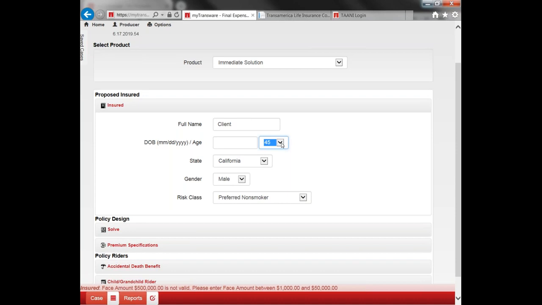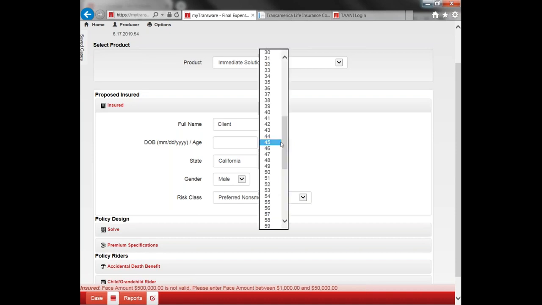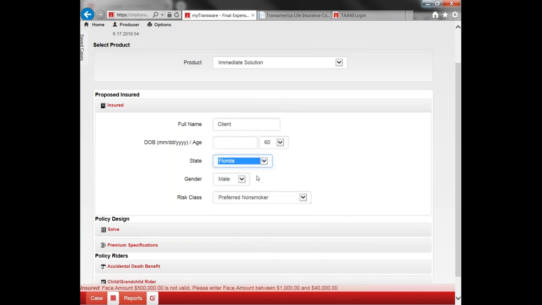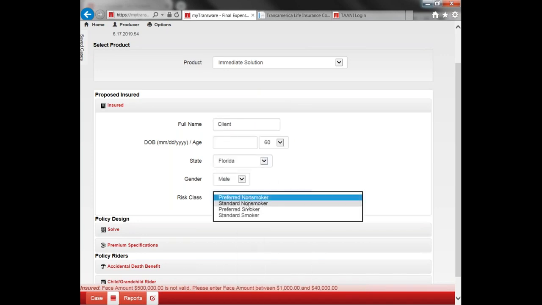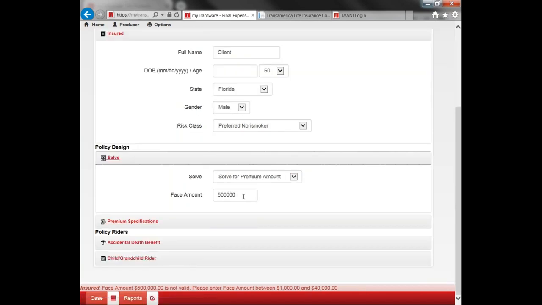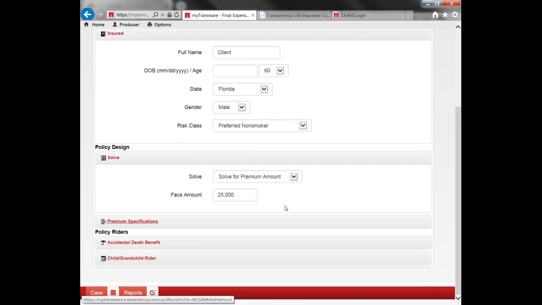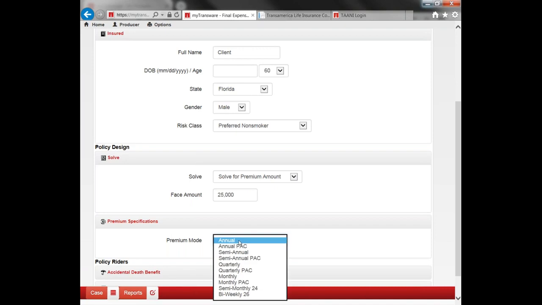We'll just show you how to run the software very quickly. So you have a 60-year-old Florida male. You have preferred standard and preferred smoker. Most of your clients would fall into the preferred category. Over 60% of our clients fall into the preferred. So we'll just put that as preferred. The max here is $40,000, but let's put $25,000, which is a pretty common face amount for this product.